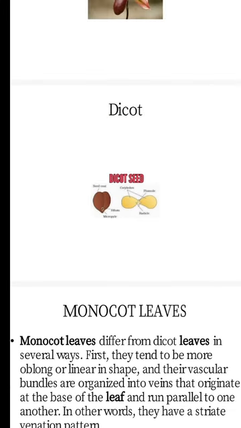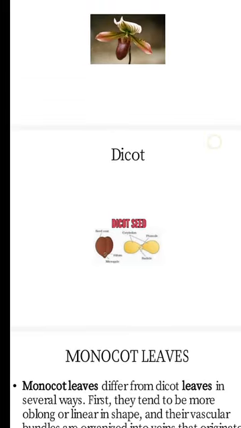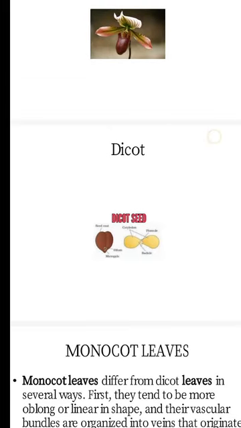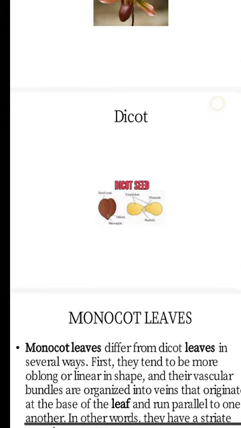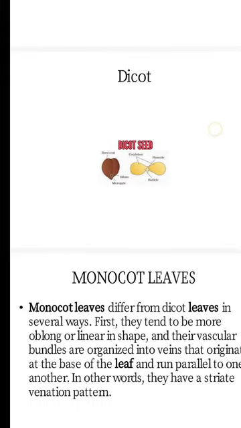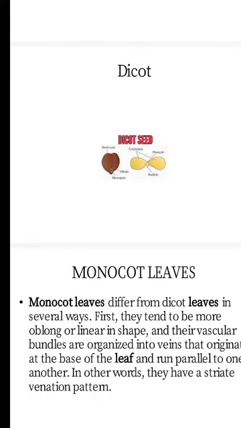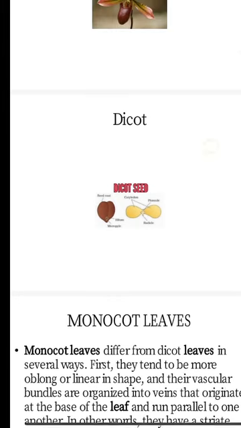So it was a basic difference between the monocot and dicot seeds, that monocot have only one seed leaf and they do not have endosperm inside the seed to feed the new plant. But the dicot seeds have two seed leaves and the endosperm is inside the seed to feed the new plant. So this was the basic difference of monocot and dicot seeds.